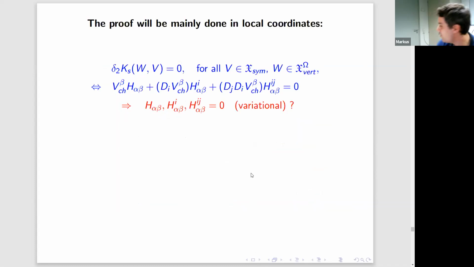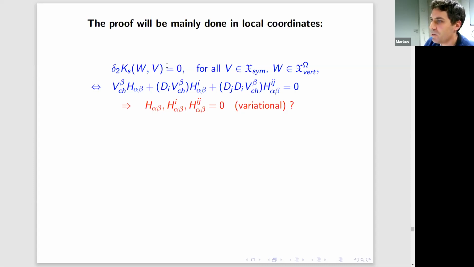And now we can come to the proof. I know it's late and I have already told you a lot of things, but I will now try to show you the main steps in the proof. And yeah, the proof is mainly done in local coordinates. So sorry for this. This will get a little bit more technical now.